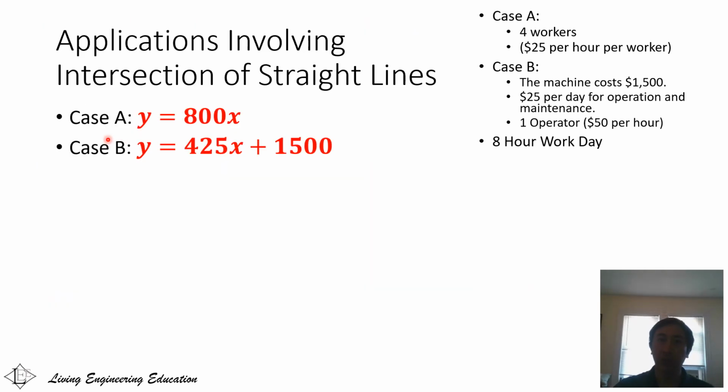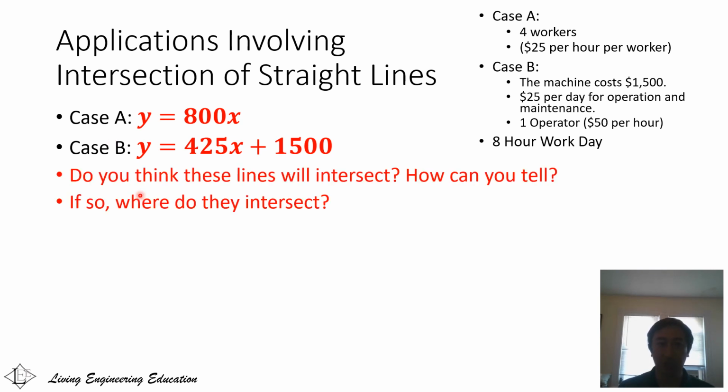Okay, so we have our 2 linear equations, 800x and 425x plus 1,500. First thing to ask ourselves is, do these lines intersect? And if they do, do they intersect in a way that's physically meaningful? First, do they ever intersect? I know the slopes are not equal to each other, right? 800 and 425 are not the same, so they're not parallel. If they're not parallel, they will intersect somewhere. So yes, they will intersect.